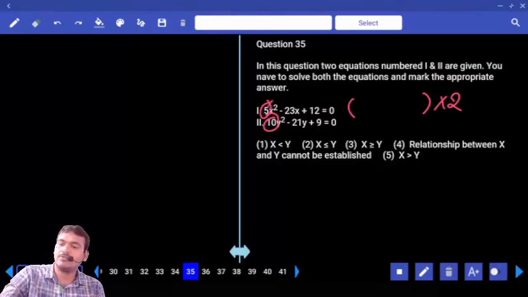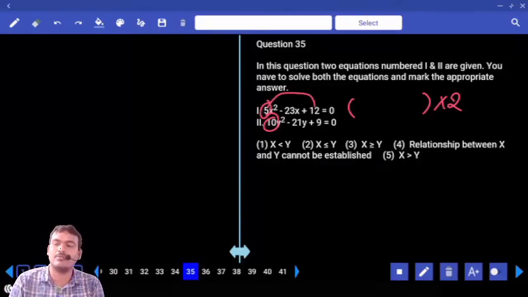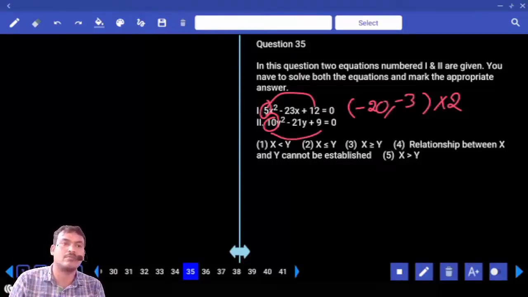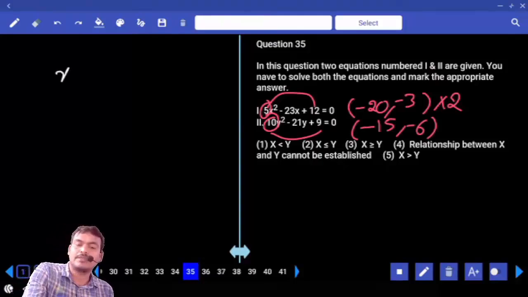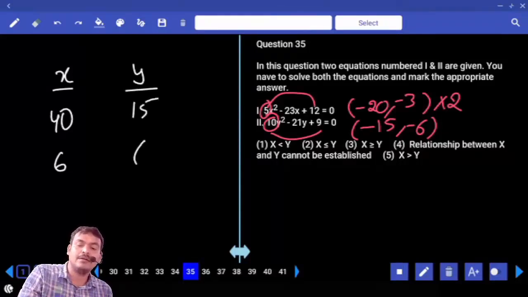Okay. First 5 into 12 how much? 60. Product value 60, but sum value 23, means one is minus 20, another one is minus 3. Okay, second one, 10 nines are how much? 90. Product value 90, but sum value 21. 15 and 6, minus 15 and minus 6, those are the initial roots. What are the final roots of x? 2 2s are how much? 40. 3 2s are 6. Y final roots 15 and 6.